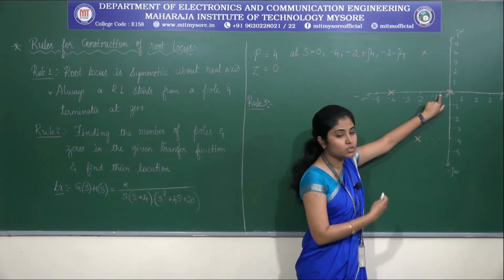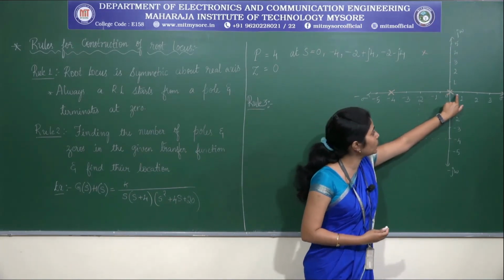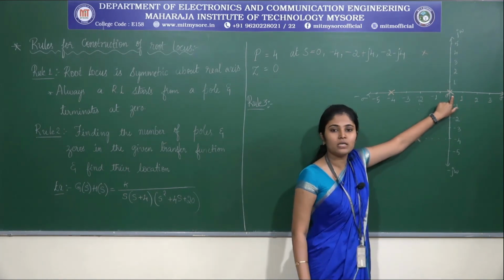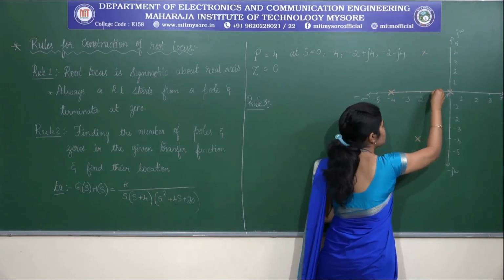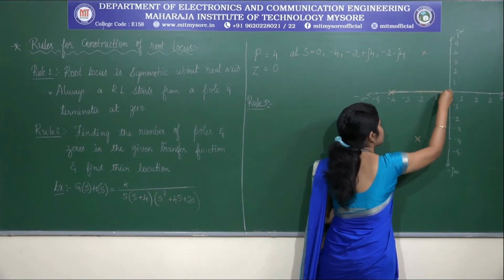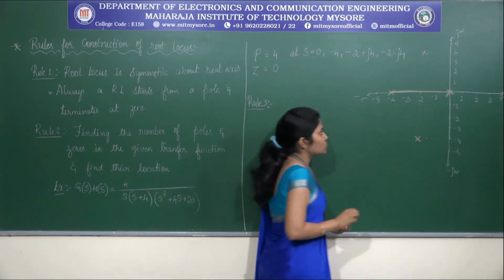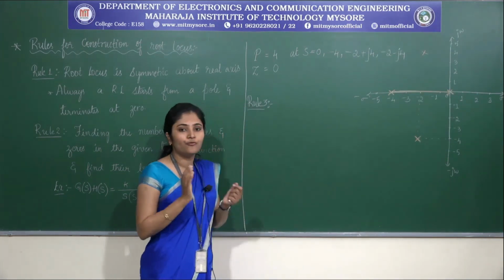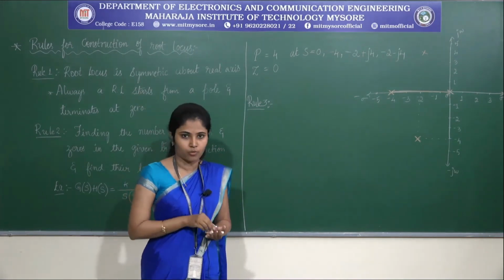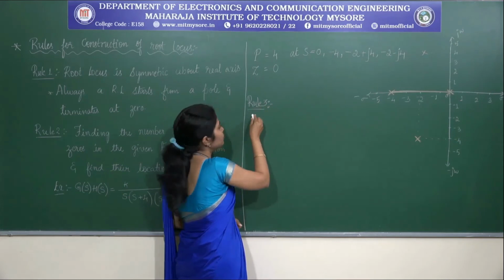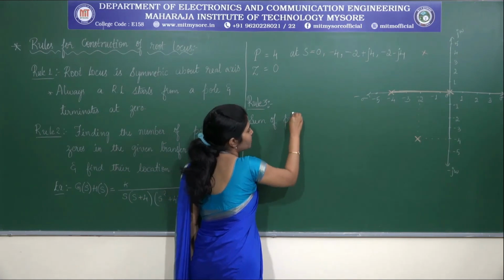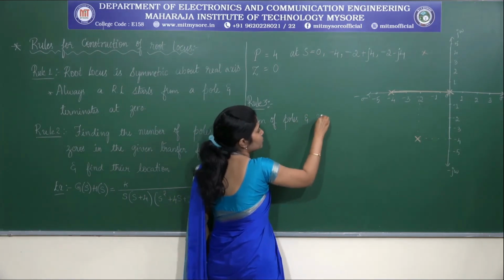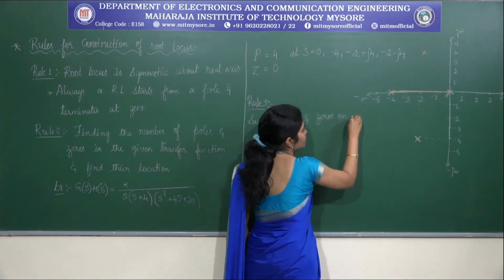Now since I am looking towards the right hand side, the sum of poles and zeros on the real axis is 1. 1 is an odd number. If it is an odd number, we all know it is part of root locus. Therefore, from minus 4 to 0, the real axis is part of root locus. So, like this, we try to find out which portion of the real axis is part of root locus. So, what do we do in rule number 3? We check for the sum of poles and zeros on the real axis.